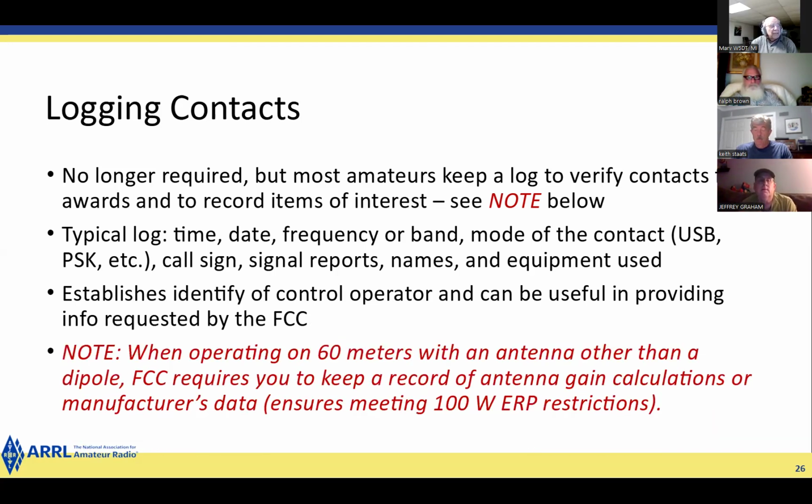Now, when you're operating at 60 meters with an antenna other than a dipole, the FCC does require you keep a record of antenna gain calculations or manufacturer's data, because you need to meet a 100-watt ERP restriction.